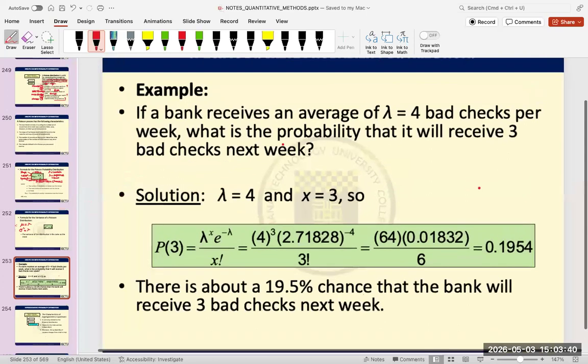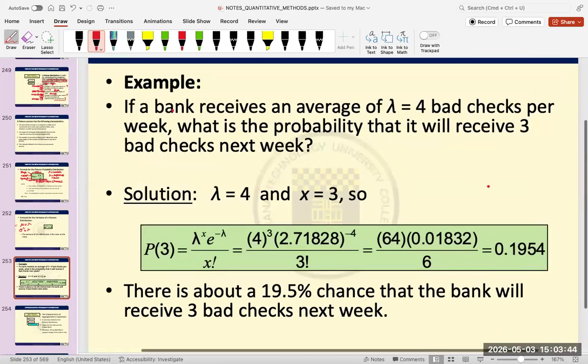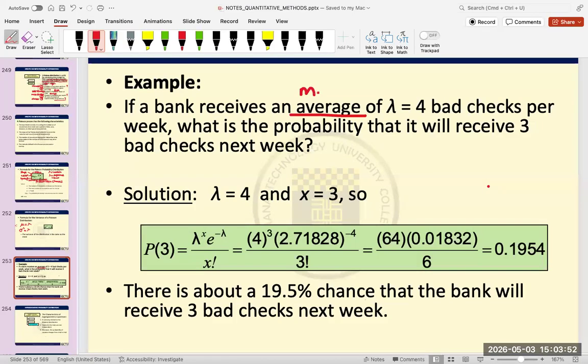Now the question reads, example 2 for the day. It says, if a bank receives an average, means mean, of lambda equals 4 bad checks per week, what is the probability that it will receive 3 bad checks next week?